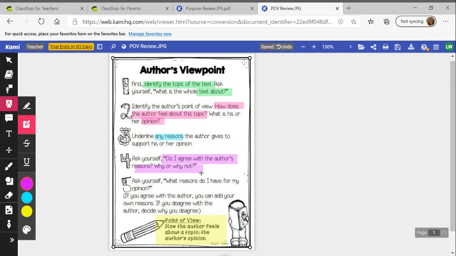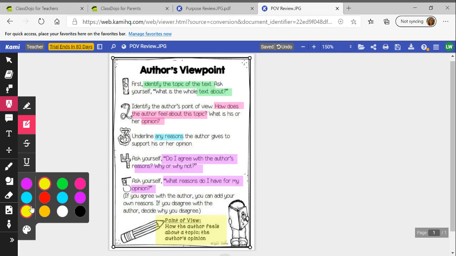It is okay to disagree with the author, but you have to be able to say why you agree or why you disagree. You have to be able to give your own reasoning for that. Sometimes they're going to ask you for your opinion about it, and sometimes they're not. Majority of the time, we are going to just be asking, what is the author feeling? What is the author's feelings or opinions?